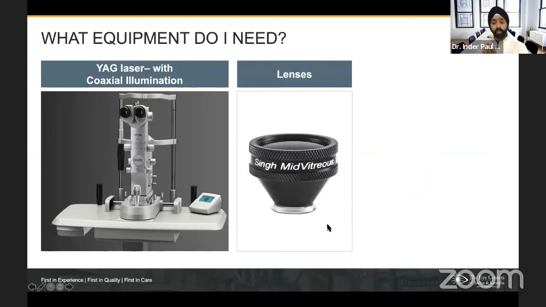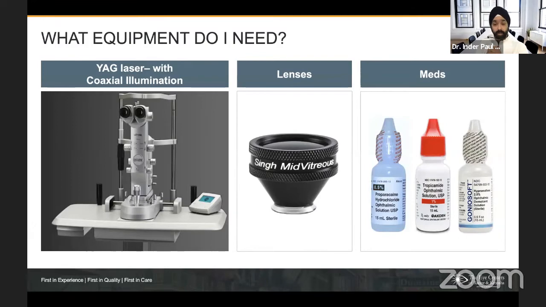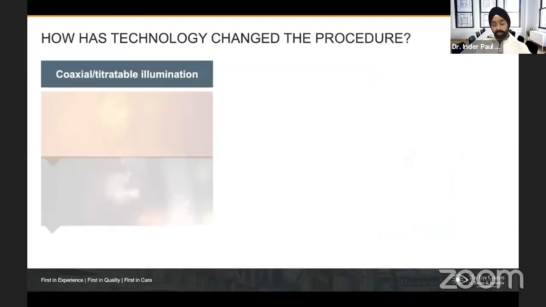So we're going to talk about what we need from an equipment standpoint. The specialized lasers we'll talk about are the LX Ultra Q and the Tango Reflex. There are different lenses. We've helped develop a lens that is designed to look through the entire vitreous, and there are also typical topical drops that we utilize. So not a lot of new technology. The most important one is the actual laser itself.